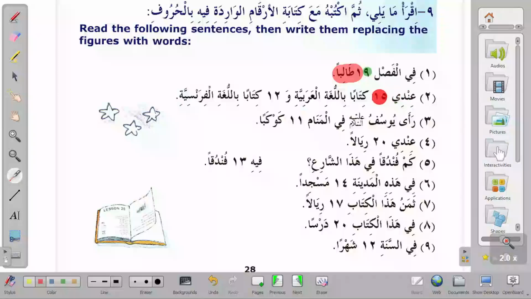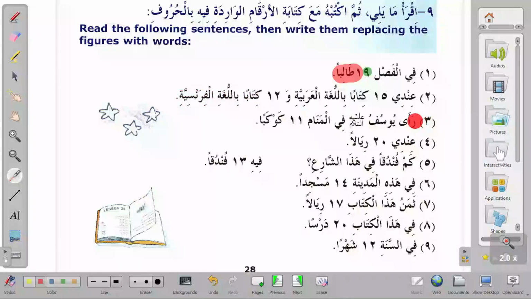Okay, then here, you see this is 15, right? But kitab is masculine, right? So in the خمسة عشر كتابا باللغة العربية, and this is 12. Okay, كتابا. So و إثنا عشر كتابا, and then 12 books باللغة الفرنسية, in French books.